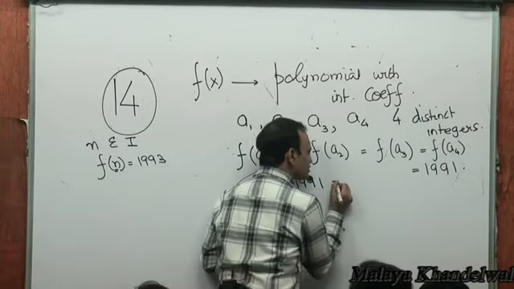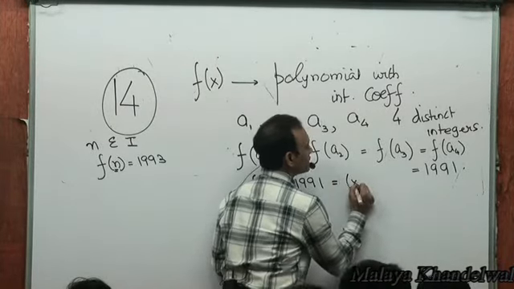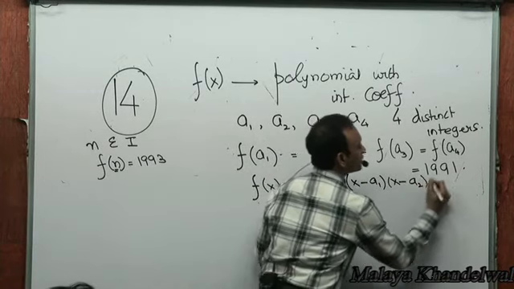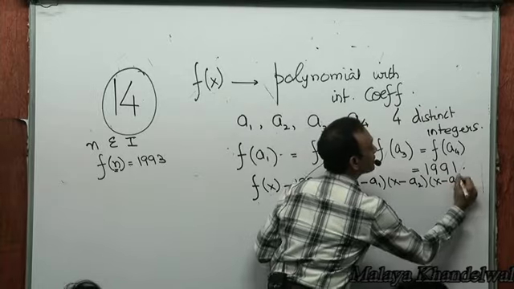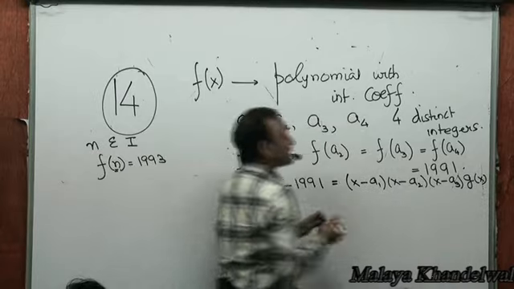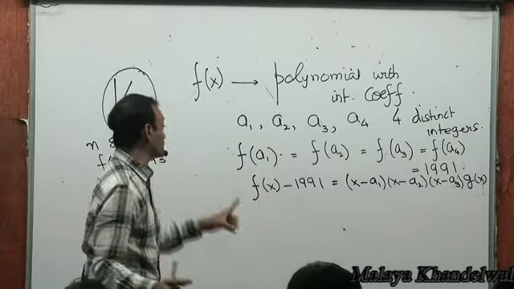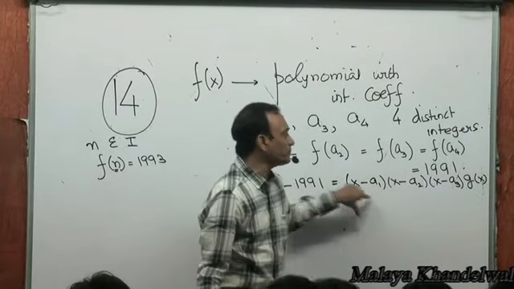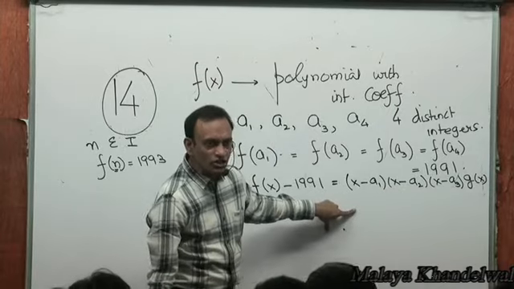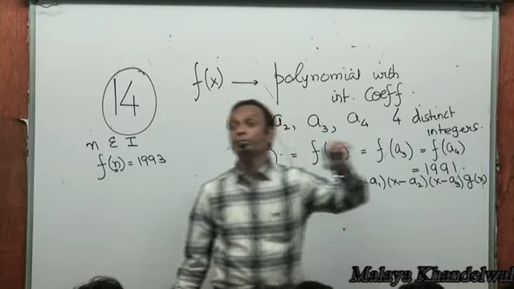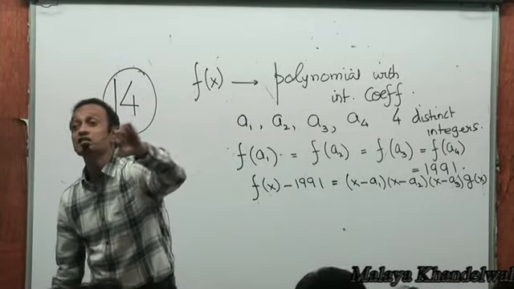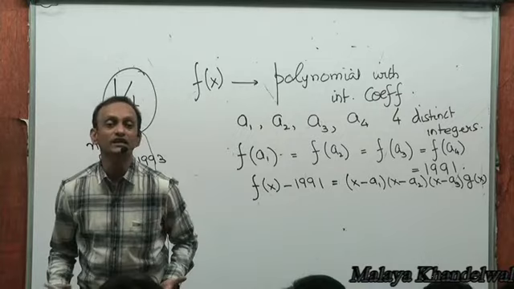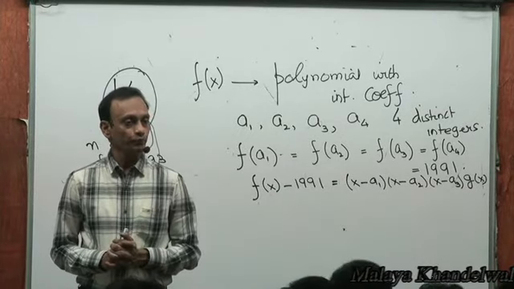So if I need to factorize this, then this would be, say, x minus a1 into x minus a2 into x minus a3 into some g(x), where g(x) would be some polynomial with integer coefficients, because f(x) is a polynomial with integer coefficients. So 1991 plus this will give me a polynomial with integer coefficients. So g(x) must be a polynomial whose coefficients are integers, to cause f(x) to be a polynomial with integer coefficients. Yes or no?